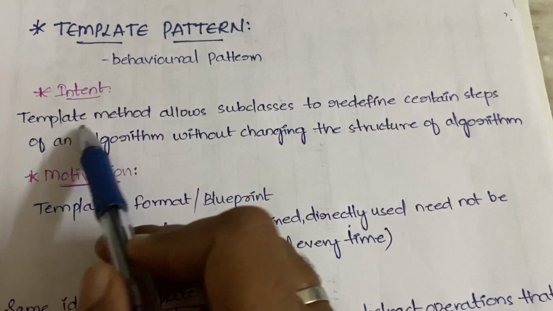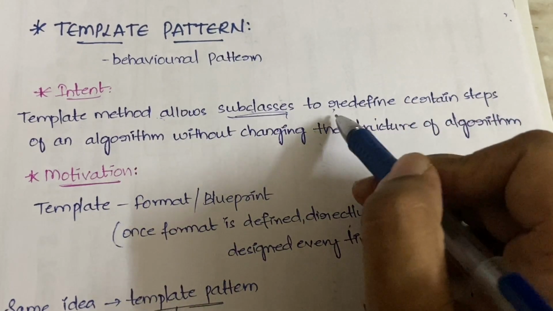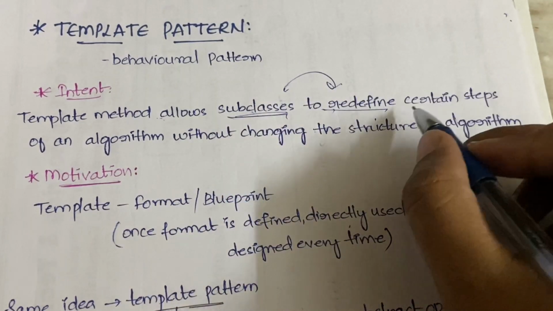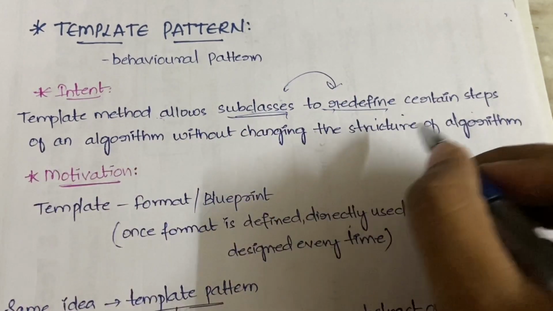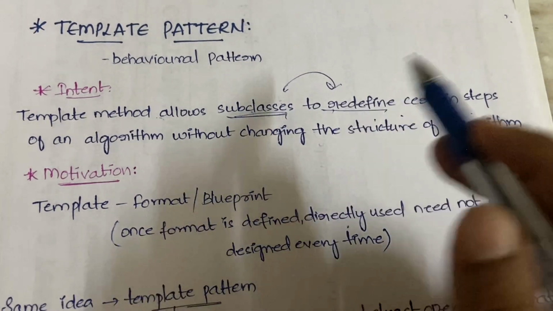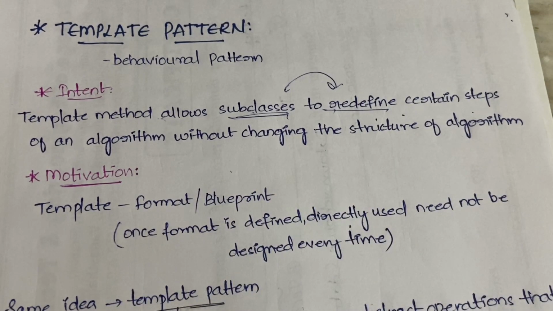First, the intent: the template method will allow subclasses to redefine certain steps of an algorithm without changing the structure of the algorithm. Very simple. The template method allows the subclasses to redefine, that is, they have some existing definition and you want to change the definition of certain steps of an algorithm without changing the structure of the algorithm. The original structure of the algorithm is not changed, but some steps are redefined, that's all.